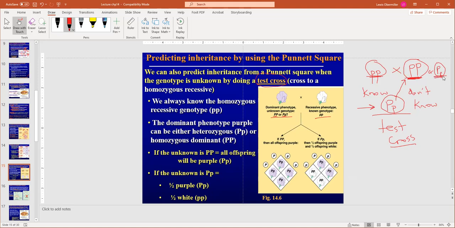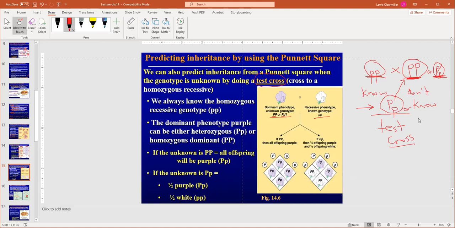But if I bred it to the heterozygote, the outcome would be different. I could get big P with little p, or I could get little p with little p. So I would get some white flowers when I did this cross.